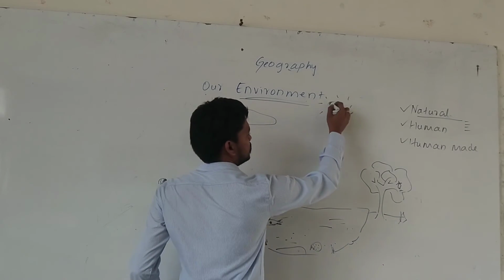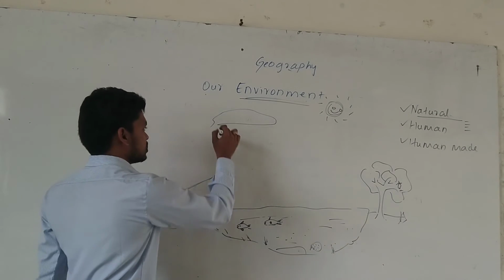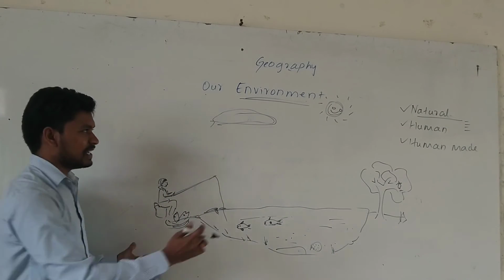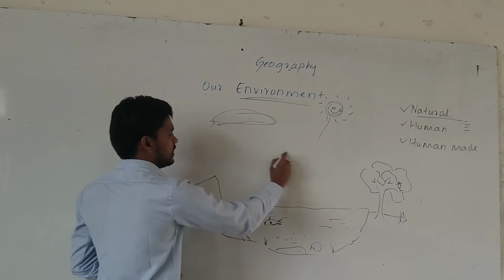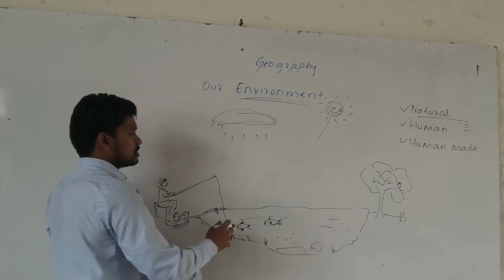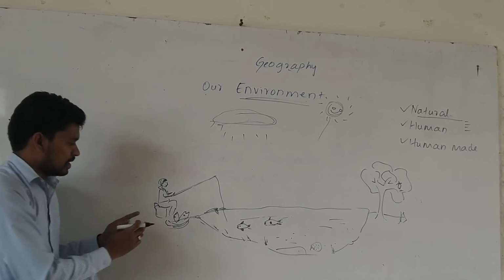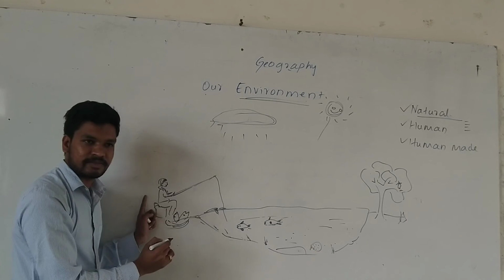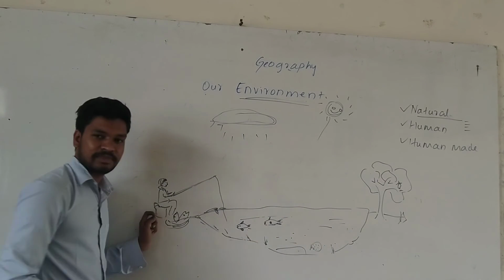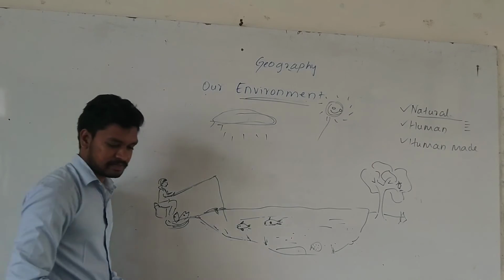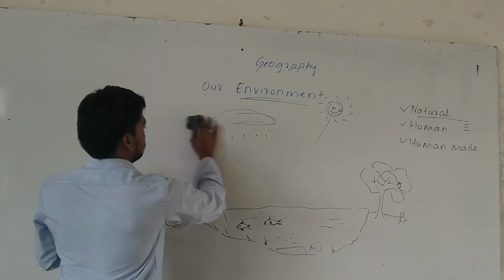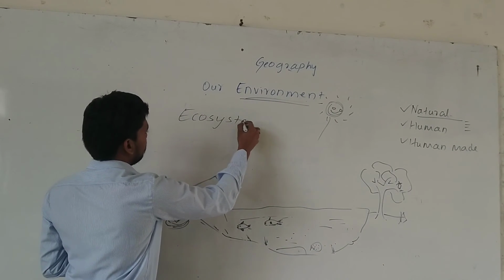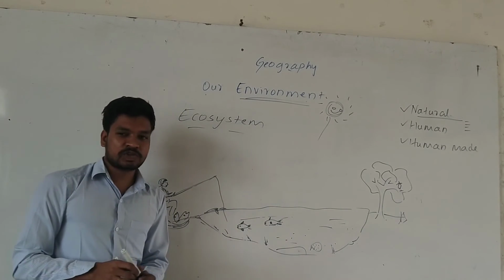So does this belong to the natural environment? Sun? This cloud, does this belong to the natural environment? So what is the use of all those things for the human being? You will get sunlight, isn't it? You will get air and you will get water. These are the basic needs for the human being. He is dependent on these things. He is dependent on these living things, and also is interacting with these non-living things. It's called an ecosystem. Have you understood? It's called an ecosystem.